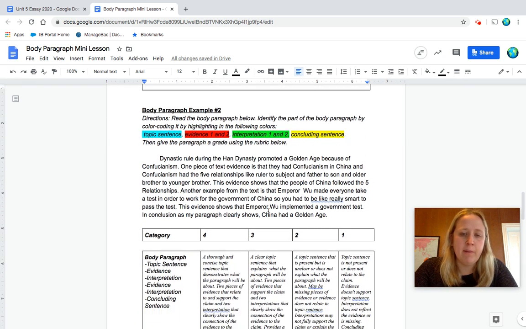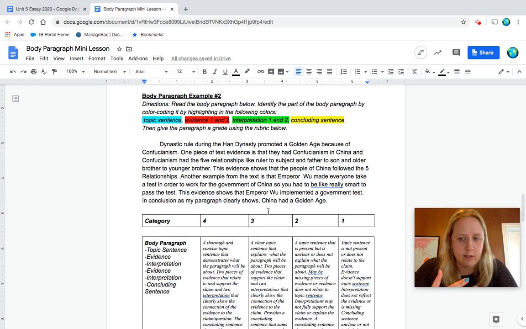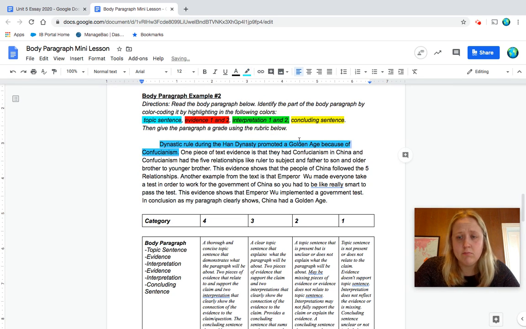So let's look at body paragraph 2, and we're going to do the same thing here. Dynastic rule during the Han Dynasty promoted a golden age because of Confucianism. Okay, that seems kind of better than the first one, right? Because at least I know they're talking about Confucianism. One piece of text evidence is that they had Confucianism in China, and Confucianism had the 5 relationships, like ruler to subject and father to son and older brother to younger brother.